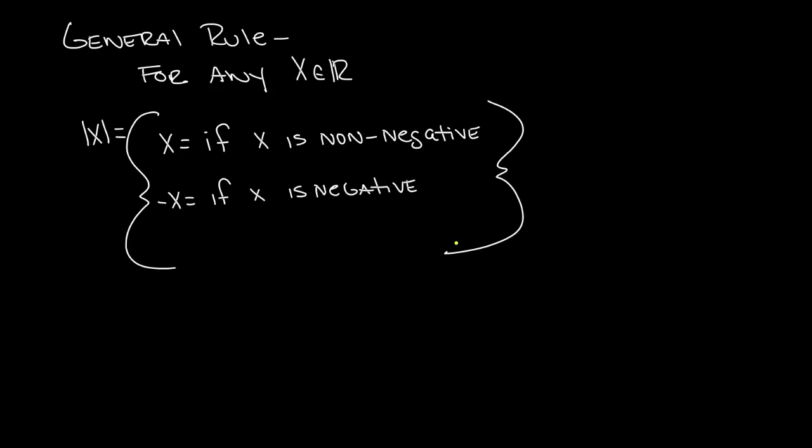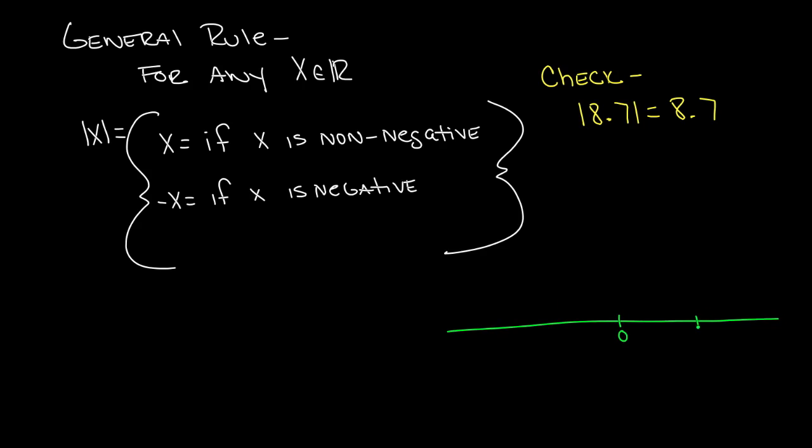Let's check that's true. And while we check this, it will sort of show us how to parse the definition by cases. So let's compute the absolute value of 8.7. According to this definition, 8.7 is our x. It's either going to be 8.7 or negative 8.7. But which case happens? 8.7 is non-negative. So I'm in this case up here. So this is just equal to 8.7. And that's true. If I draw my real number line, here's 0, here's 8.7, that distance is 8.7.